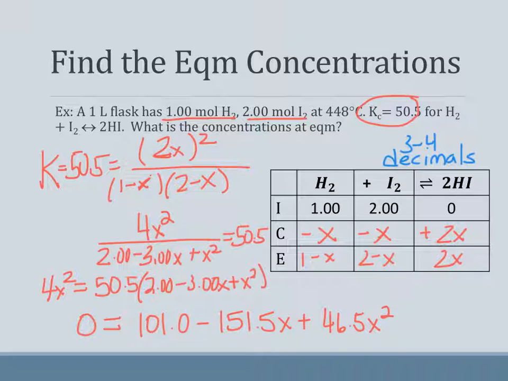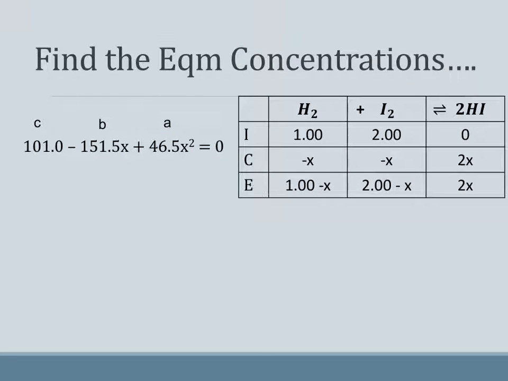Why would we want to make an assumption? Well, if we can make the assumption that the change attributed to this is so negligible, we're so much smaller than the 1 and the 2, then we would not have to worry about those additional x values in our equation, and we would be able to solve this problem with a square root. But because our K and our values are very similar, we cannot make the assumption, and we have to process through this quadratic formula.